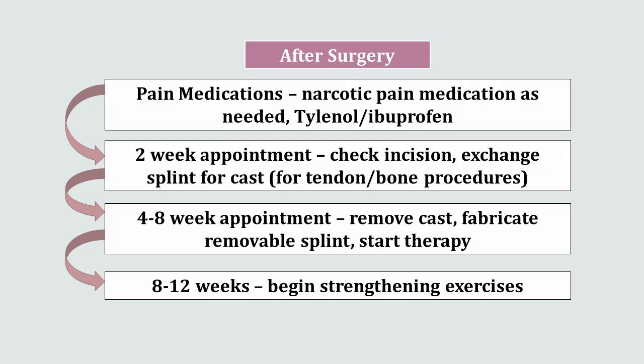We exchange the splint for a cast for those tendon and bone procedures to make sure that we're not letting things loosen up or not heal. And then at the 4 to 8 week window, depending on what type of procedure was done, we remove that cast, we get therapy started and fabricate a removable splint. After the 8 to 12 week mark, we can really get strengthening exercises going and really begin to work those muscles. For nerve transfer, passive motion can start pretty soon right after surgery, as soon as the skin has healed.